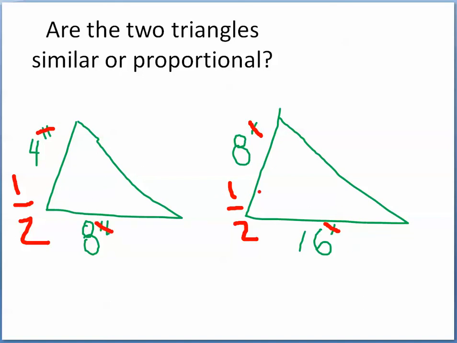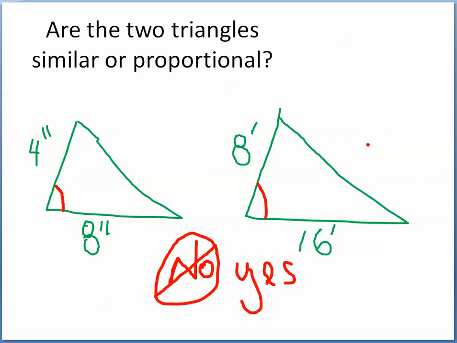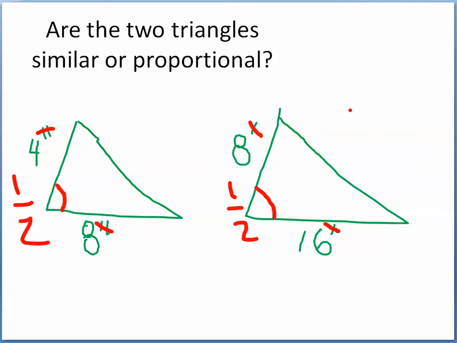But we don't know what this angle is, and we don't know what this angle is, so therefore we don't have enough information to know whether or not these are proportional. We just don't know what the length of this side is. If, however, we knew what this angle was, and we knew that it was congruent with this angle here, we would be able to say yes, but the original drawing didn't show us that.